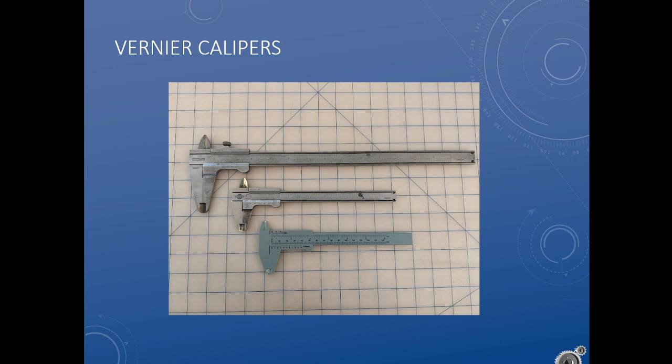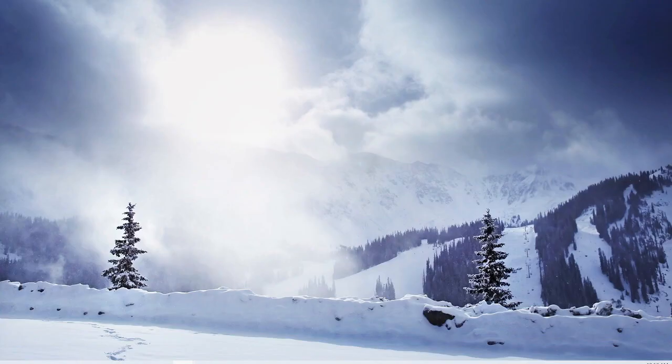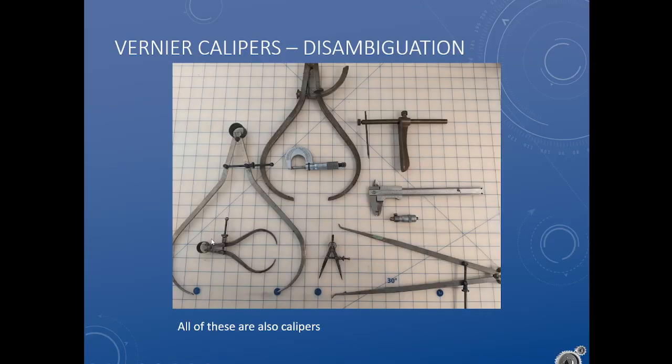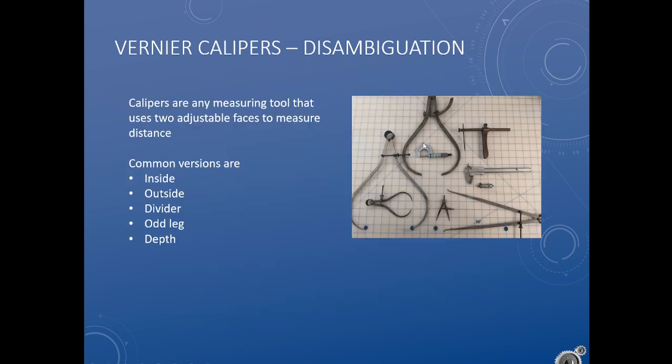These are vernier calipers. And to make your life incredibly complicated and difficult, these are all calipers. A caliper is any measuring device that measures a linear distance by butting two hard things against the edge of a thing. And so we have a whole variety of calipers on here. We have inside, outside, divider, odd leg, and depth calipers.